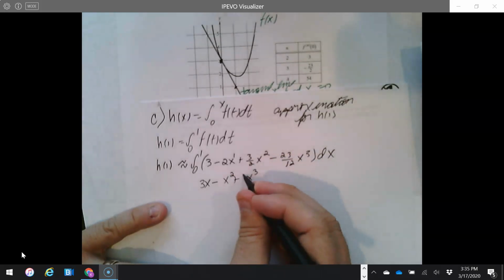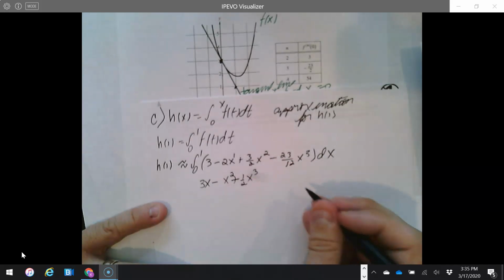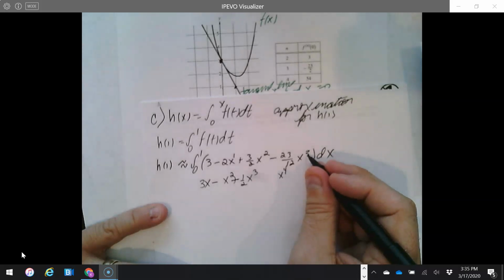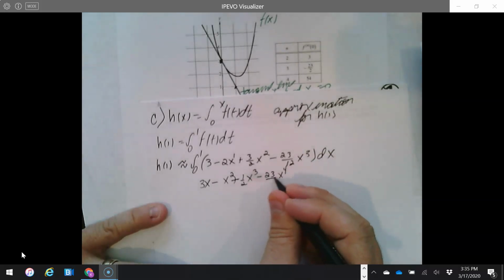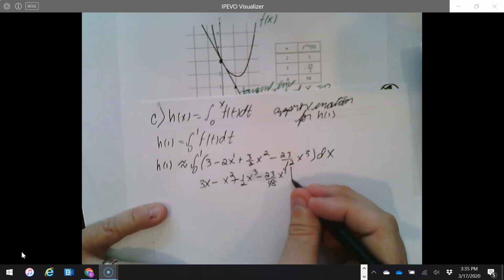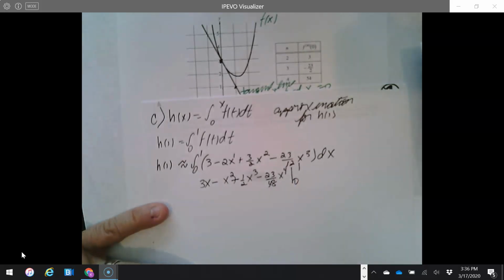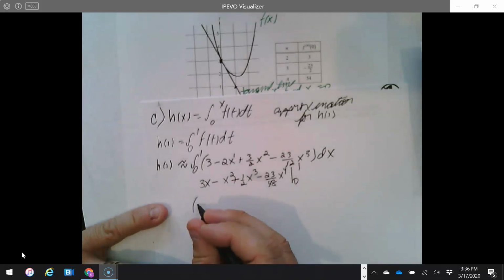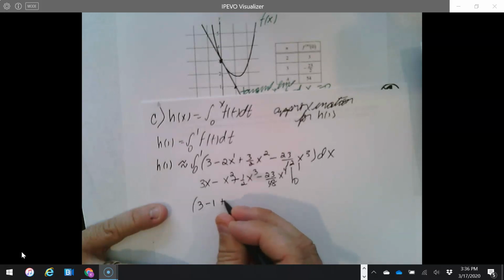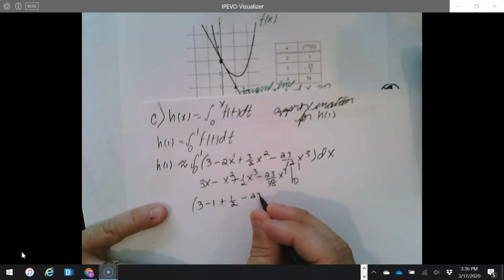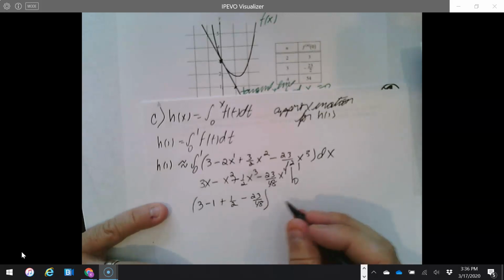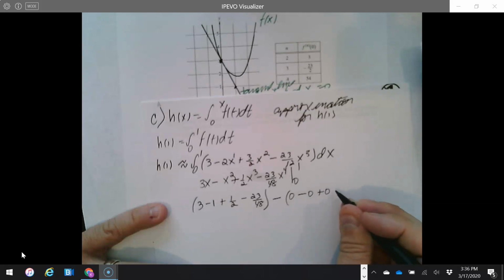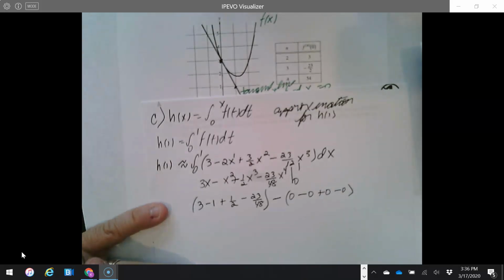3/2 divided by 3 is 1/2. To integrate x cubed, I'm going to get x to the 4th, add 1 to the power, divide by the new power, we're going to get negative 23 over 48. And now we evaluate from 0 to 1. That means all that you have to do is everywhere you see an x, plug in 1. You get 3 minus 1 plus 1/2 minus 23 over 48. Minus plug in 0, you get 0 minus 0 plus 0 minus 0.